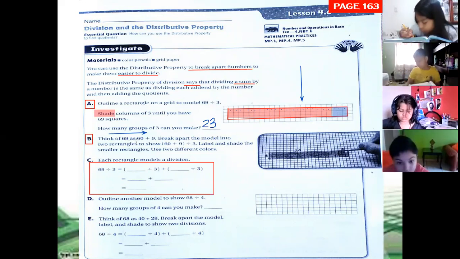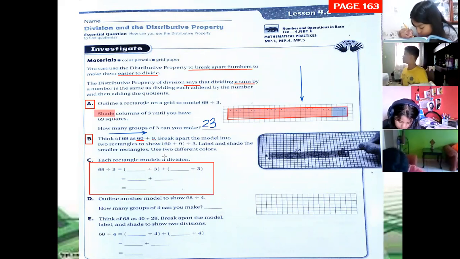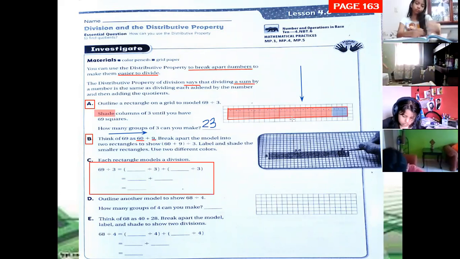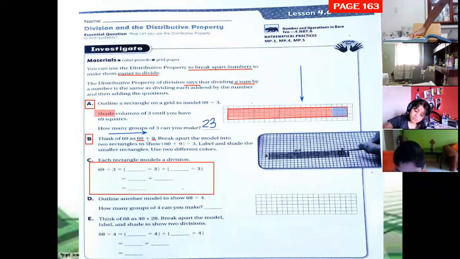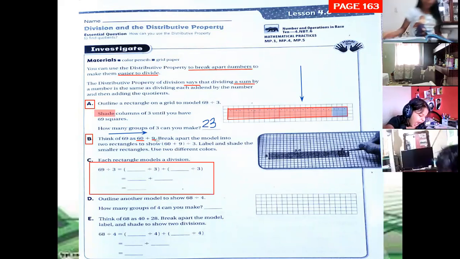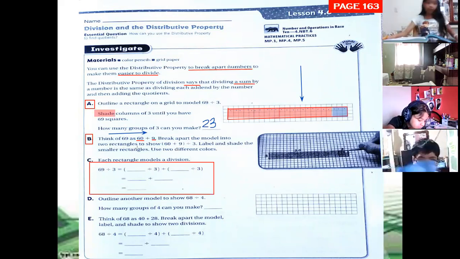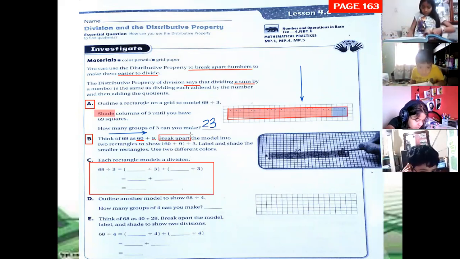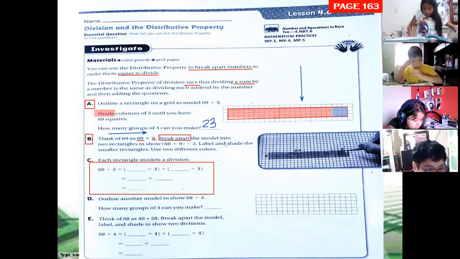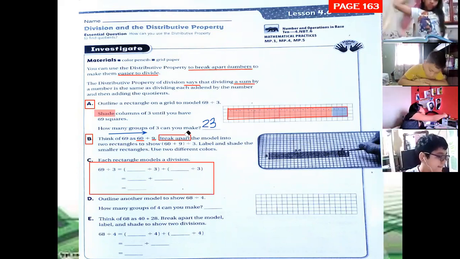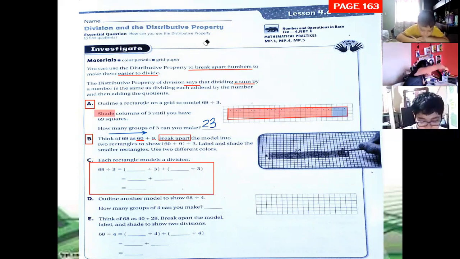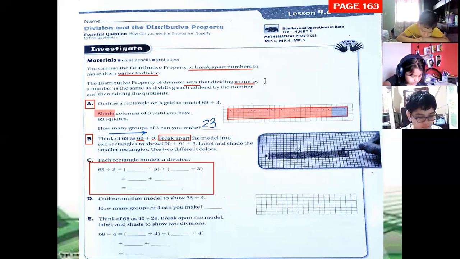Think of 69 as 60 and 9. That's what we have here. In the red, there are 60. In the blue, there are 9. What we did, we broke apart the model into 2 rectangles to show 60 plus 9 divided by 3.